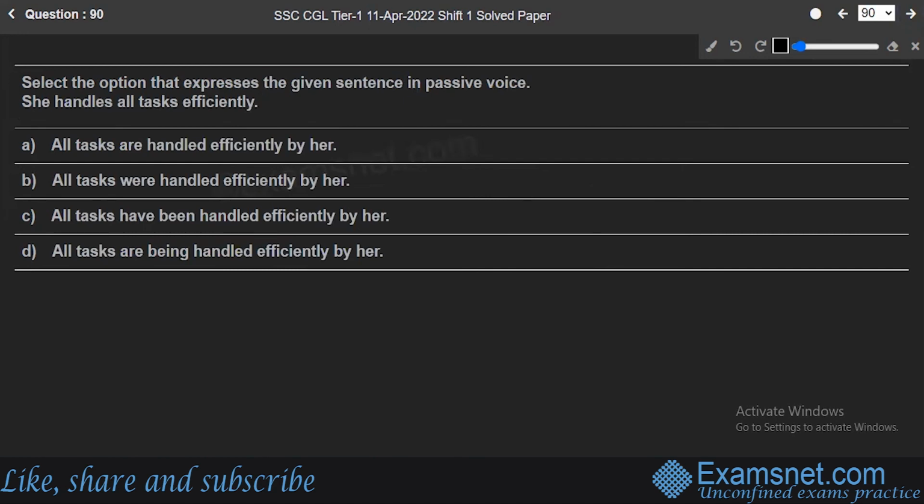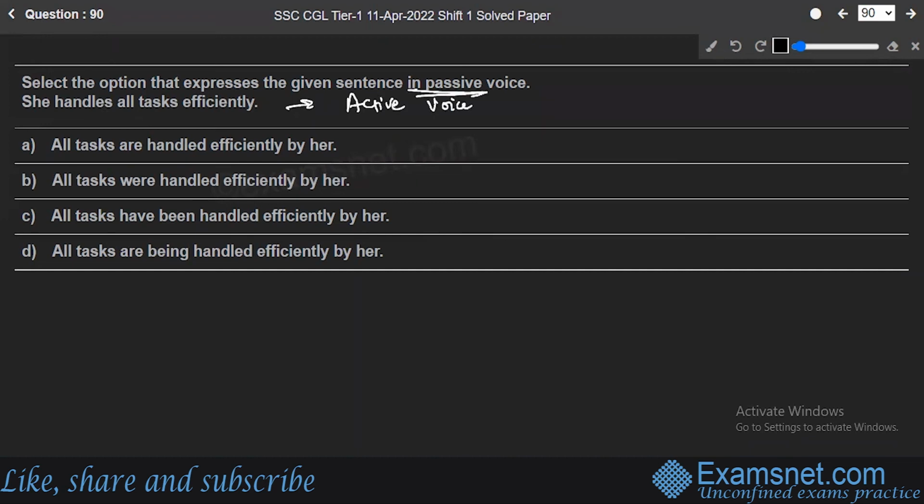You have to select the option that expresses the given sentence in passive voice. She handles all tasks efficiently. And the options are: all the tasks are handled efficiently by her, all tasks were handled efficiently by her, all tasks have been handled efficiently by her, or all tasks are being handled efficiently by her. Which is the correct answer for the question? See, the given sentence is in active voice, and you have to convert it into passive voice.